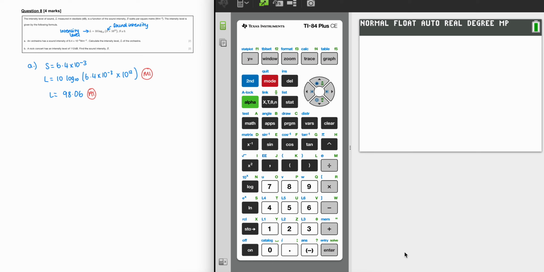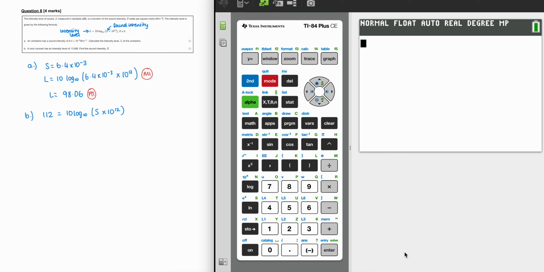And then the second part of the question, so part B, is asking: a rock concert has an intensity level of 112. We need to find the sound intensity. So this time the whole equation is equal to 112, and we're trying to find what S was. So this was my formula for it, and this is what I'm now trying to find.